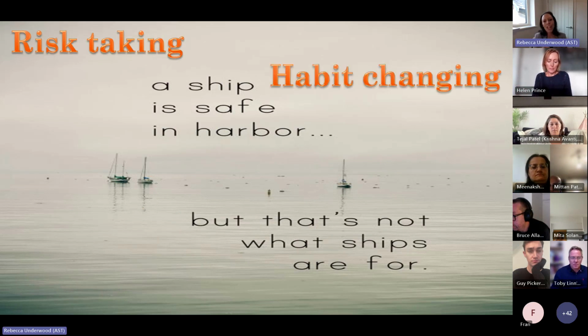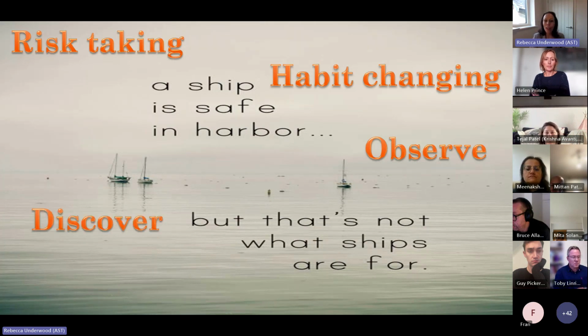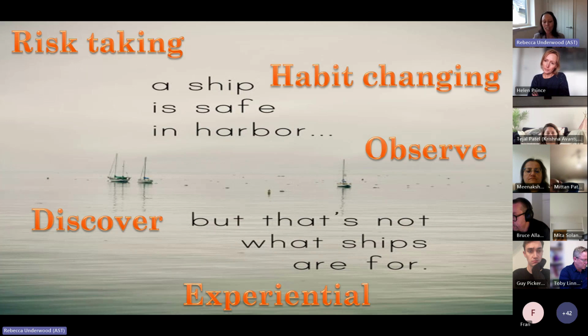So let's change those habits, let's take those risks, let's observe children and just rejoice at what they do know and build on that prior knowledge. Let them discover or play. I think that's a really important element. And that experience, give them the experiences that you want as a human being as well. They only get one education, and this year they're spending it with you, and what fantastically lucky children they are.